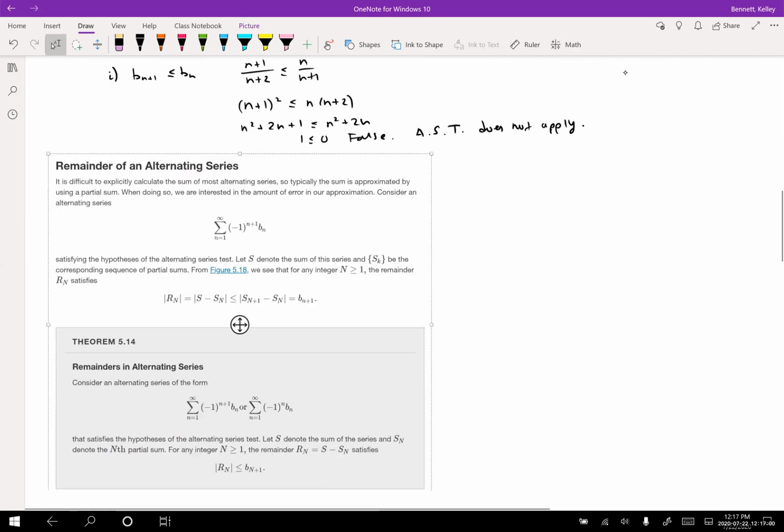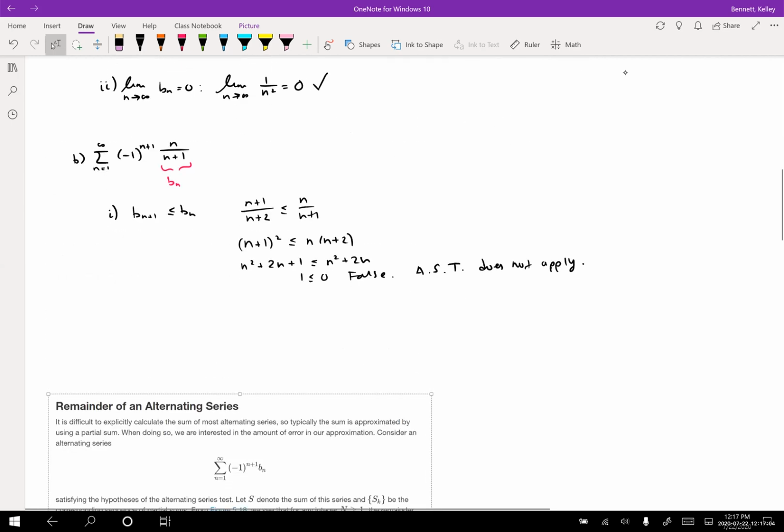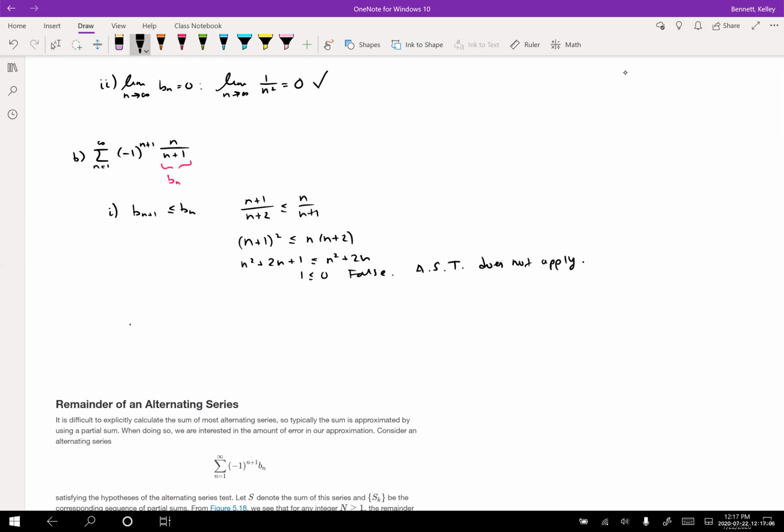However, notice that the limit as n goes to infinity of n over n plus 1 equals 1. So that's the second way that we're not allowed to use the alternating series test.